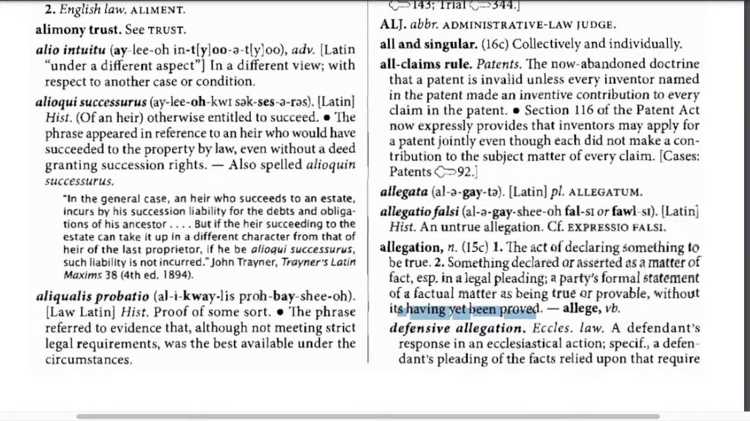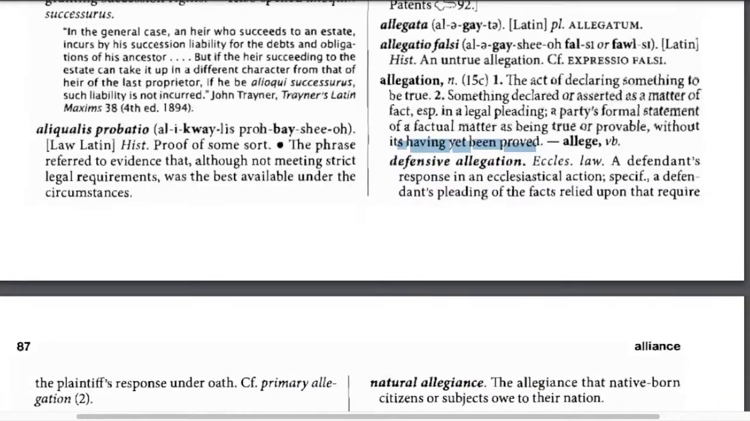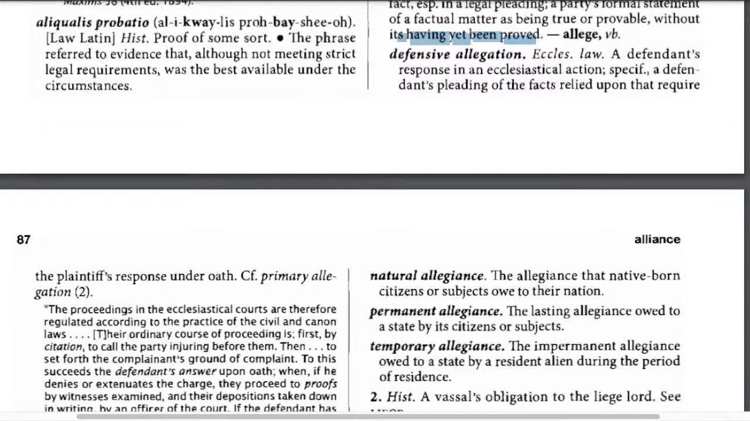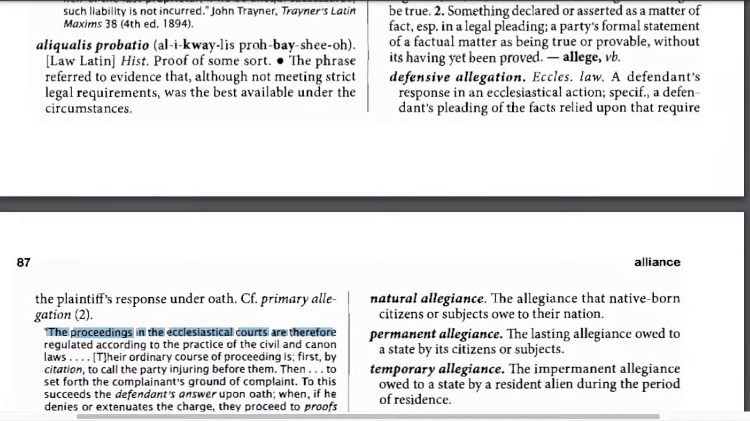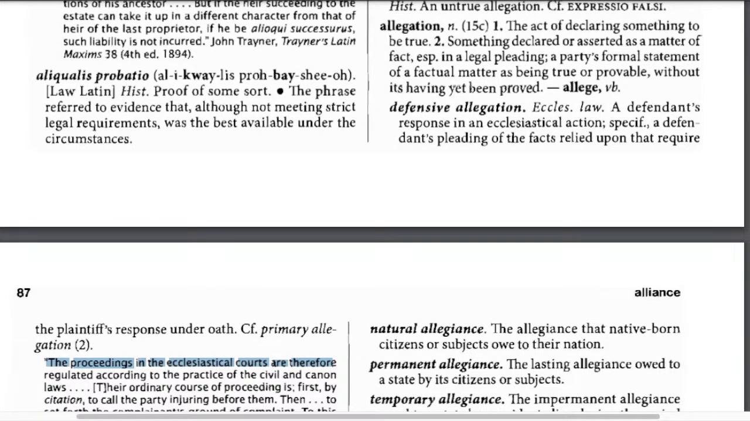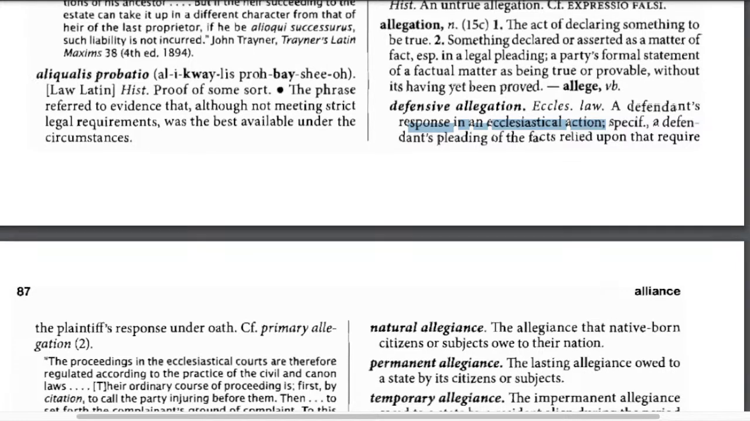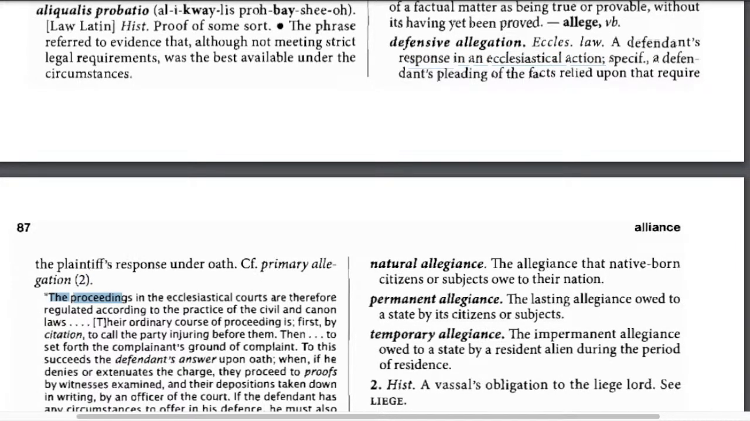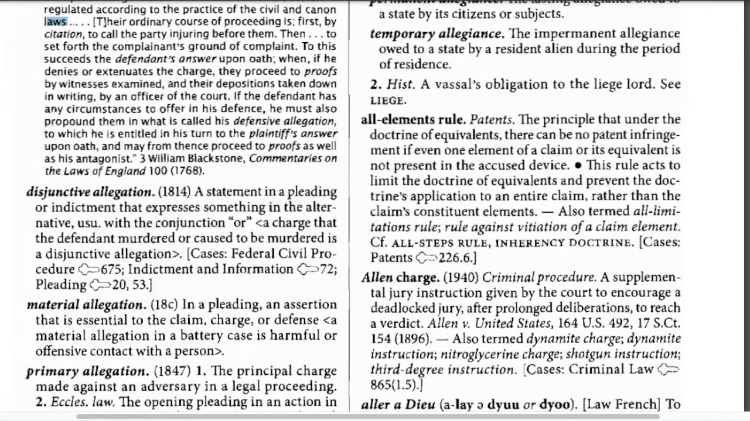So we have also here a defensive allegation. There's very many kinds of allegations we could go over here, but just to go over some of these, we'll find some of the little extra divergence they have here that give us a little bit more detail. A defendant's response in an ecclesiastical action: a defendant's pleading of the facts relied upon that required the plaintiff's response under oath. So the proceedings in the ecclesiastical courts are regulated according to the practice of the civil and canon law. I'm not going to get into too many of these, but let's look at some of these here.